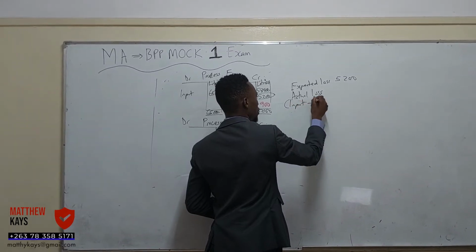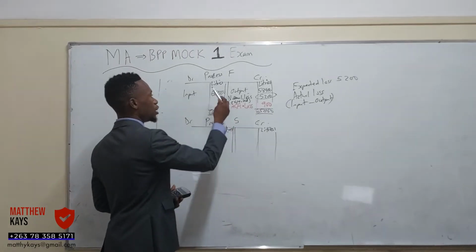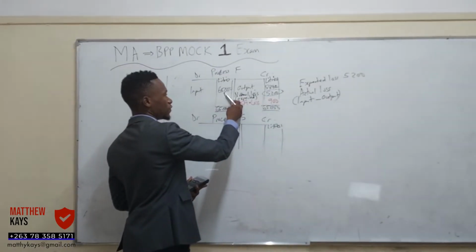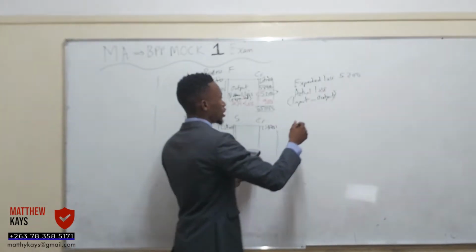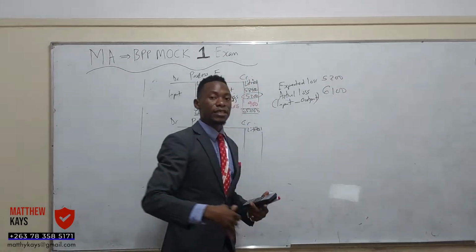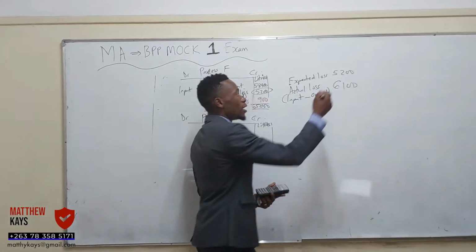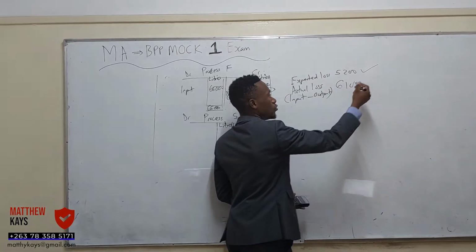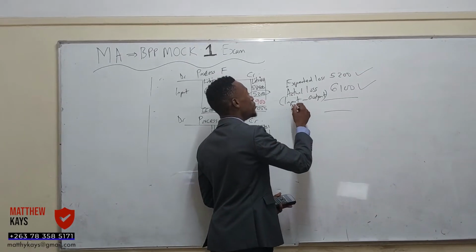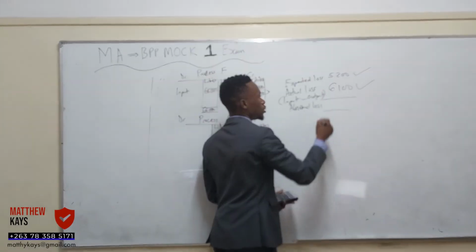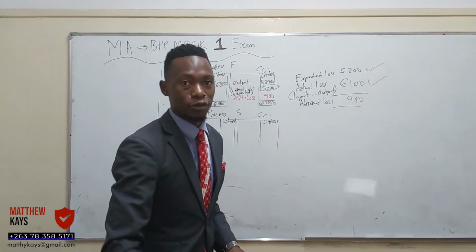Actual loss, we say input less what? The output, right? The actual loss that you made: we had an input of 65,000, and this was our output. So 65,000 less 58,900, I'm seeing the actual loss that we made is 6,100. Actually, the loss was greater. Normally this was expected, but actually we made a loss of 6,100. So the actual loss was more. There is an abnormal loss, which is our difference. If you compare the two, you get 900. You understand? This is another way of getting it.